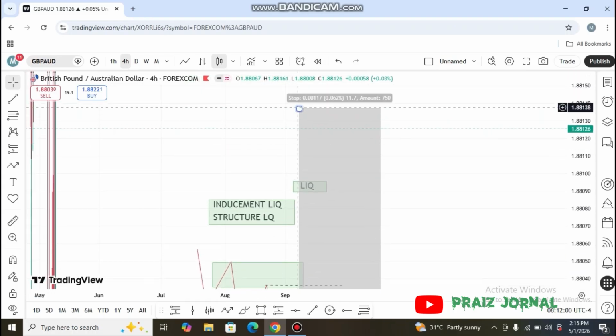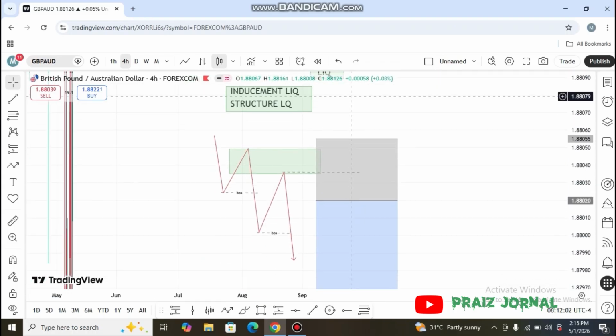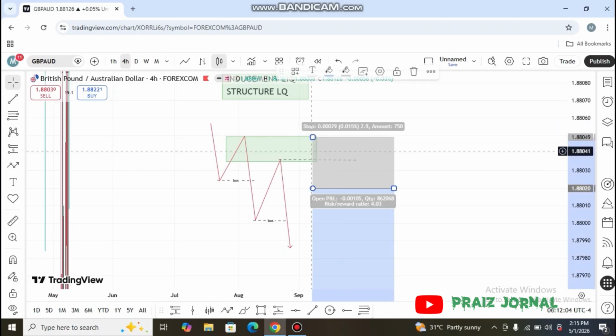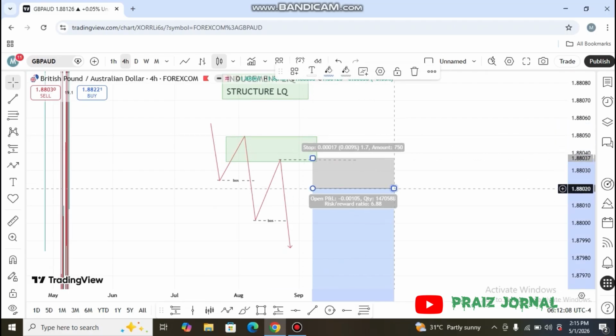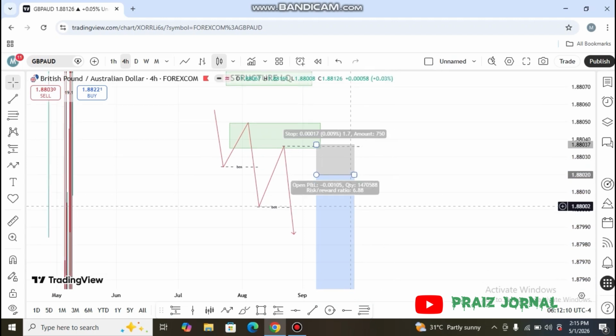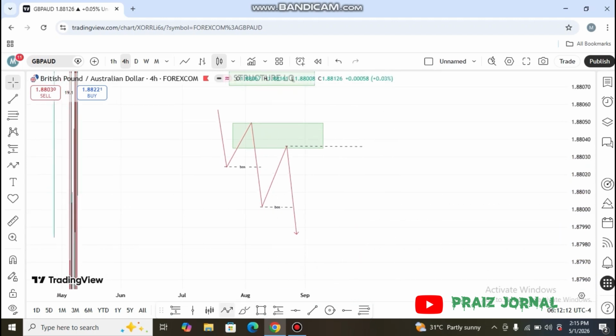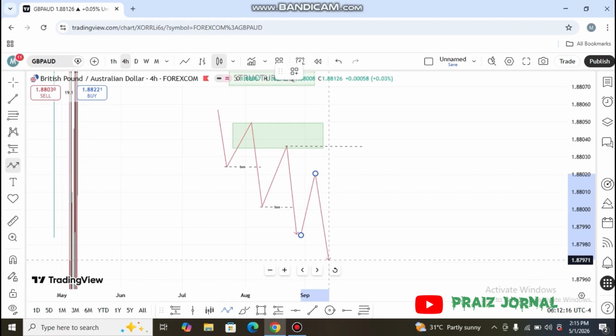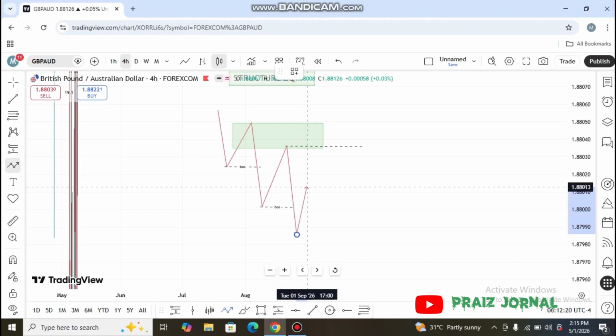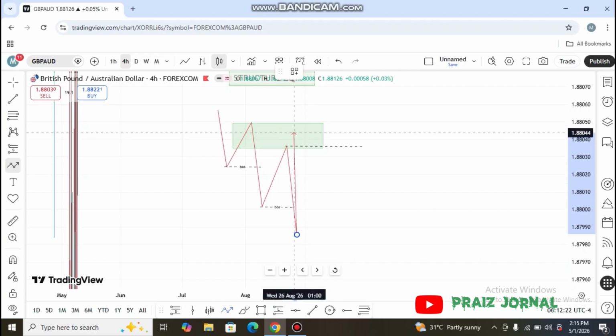Their stop loss will be right above this high here. You understand? So what will the market do? The market will come back up. Instead of doing something like this, the market will go back up, take out this high, and tap into this other high.